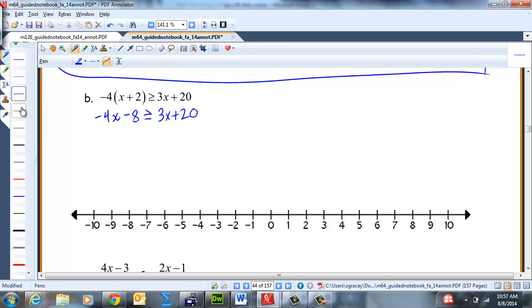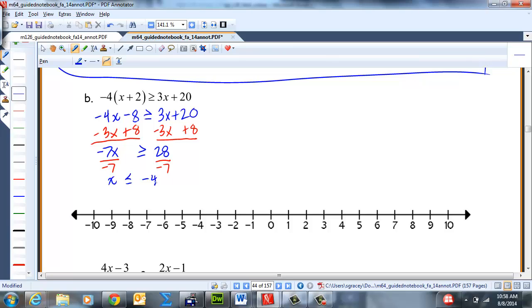So we want the x's on one side and the constants on the other. So if I add 8 to both sides, and then if I take away 3x from both sides, I will have the x's on the left and the constants on the right. So I'll get negative 7x is greater than or equal to 28. Now dividing both sides by a negative, so be careful. We have to change the direction of the inequality, so x will be less than or equal to negative 4.